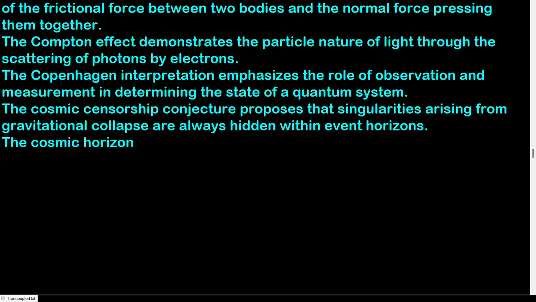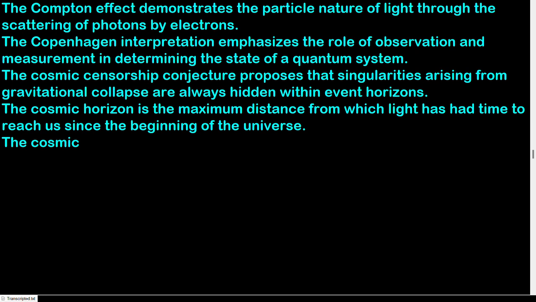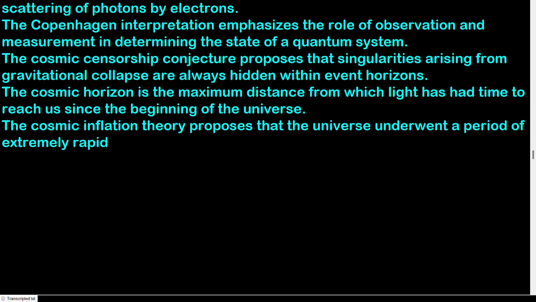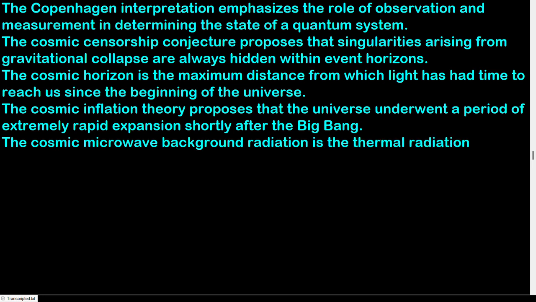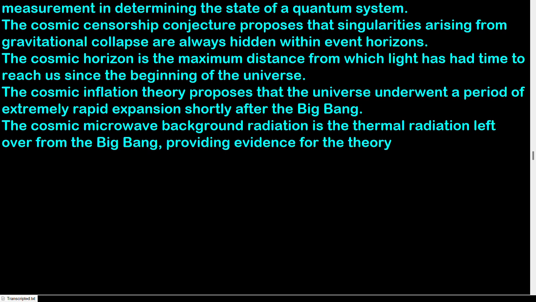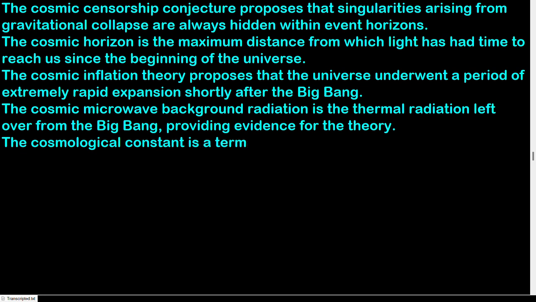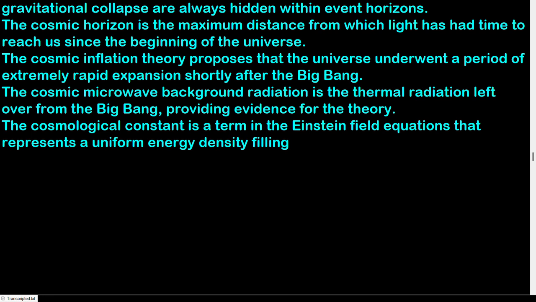The cosmic horizon is the maximum distance from which light has had time to reach us since the beginning of the universe. The cosmic inflation theory proposes that the universe underwent a period of extremely rapid expansion shortly after the Big Bang. The cosmic microwave background radiation is the thermal radiation left over from the Big Bang, providing evidence for the theory. The cosmological constant is a term in the Einstein field equations that represents a uniform energy density filling space, associated with dark energy.